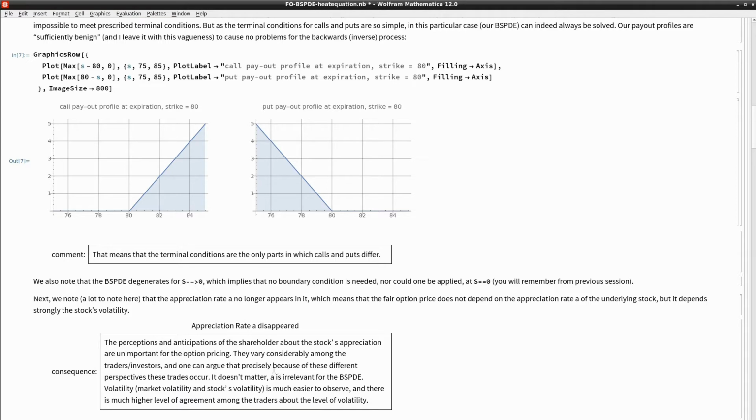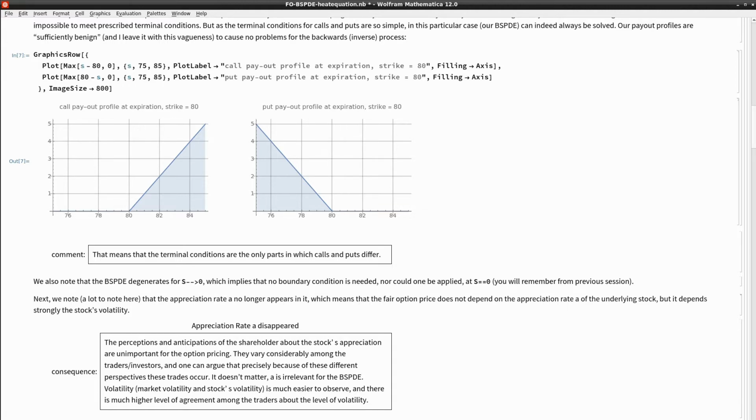So we have these trades because people have different perceptions about the future development of the stock, but it still means, due to the aggregate market principles, we don't have the appreciation rate in the Black-Scholes PDE, right? It doesn't matter, it's irrelevant for the PDE. So the volatility is much easier to observe, and there is a much higher level of agreement among the traders about the volatility levels, and we will have sessions about that later on.